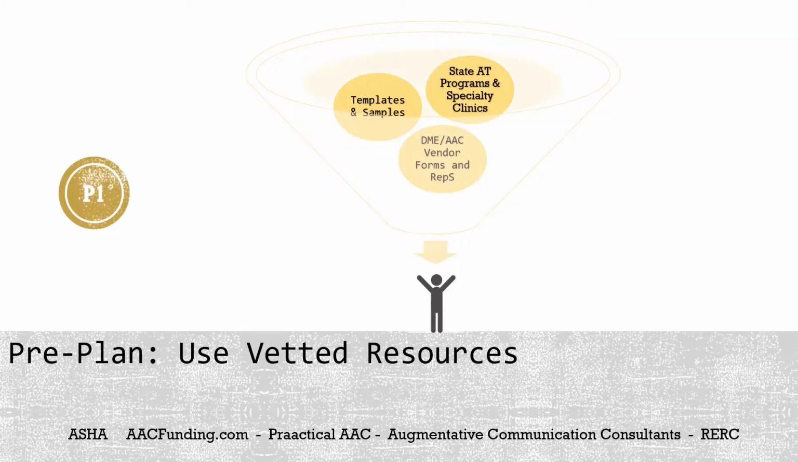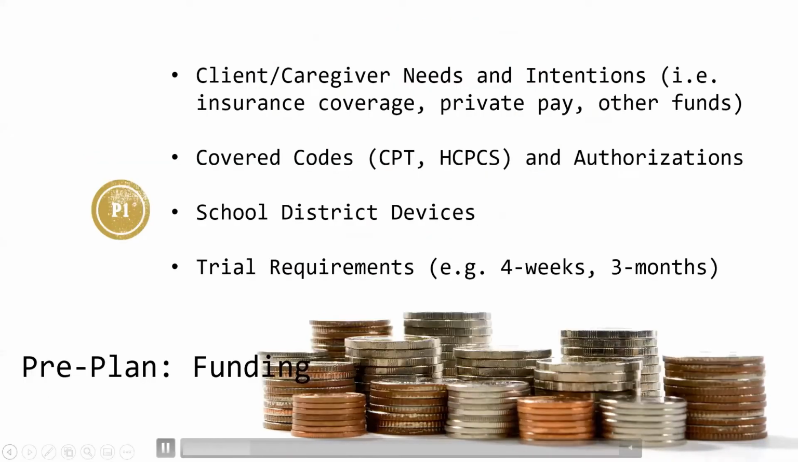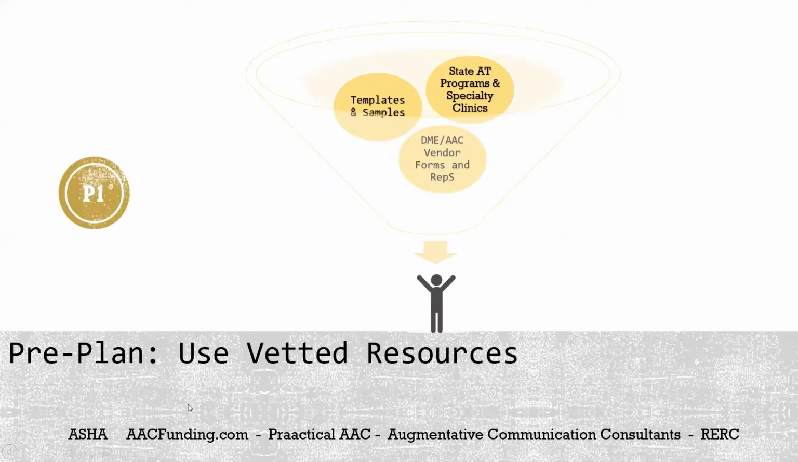So you can find all the information about what needs to be in there, and we'll discuss some of that today. But at ASHA, there's also some other great resources down here at the bottom. We have the AAC funding.com, Practical AAC, lots of really great information about best practices and resources there from vetted and well-known researchers and individuals in our field. Sorry about that, keep clicking forward. Augmentative communication consultants and the RERC are just a few more resources.